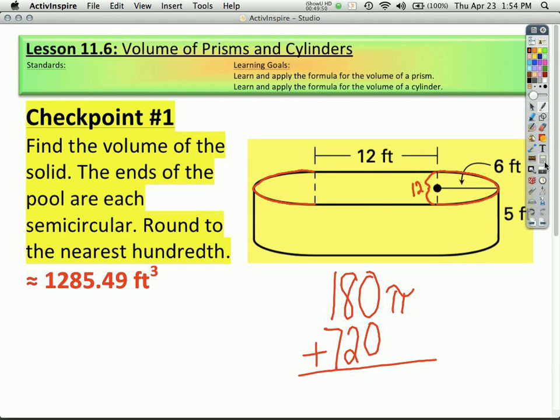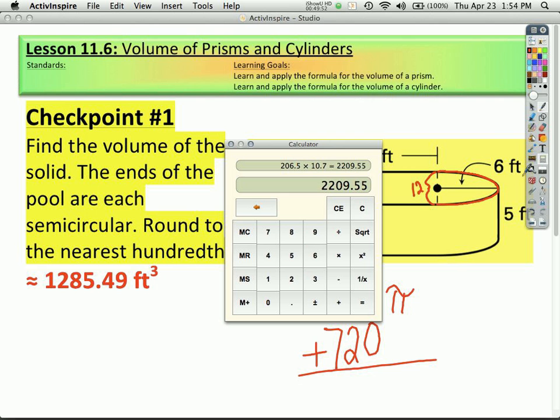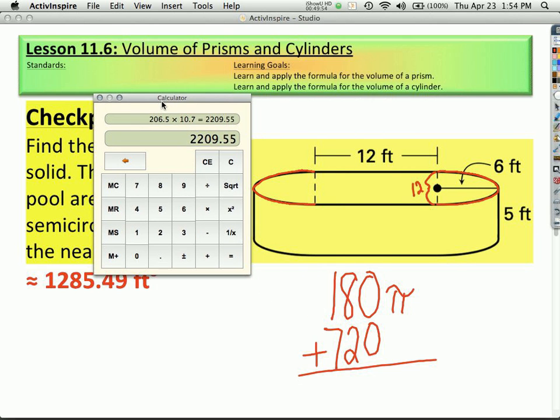So now you can use your calculator. I don't have a pi button, so I'll approximate it. We'll do 180 times 3.14159. Add 720. That gives 1,285.49.